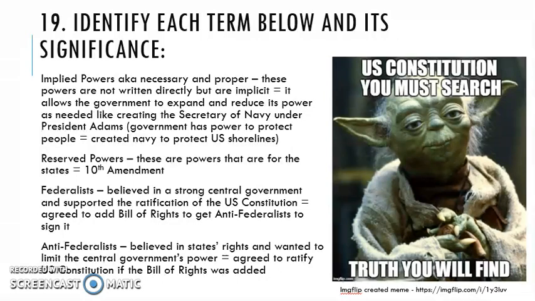Federalists believe in a strong central government, and they support the ratification of the United States Constitution. Remember, this is at the Constitutional Convention that the Federalists happened. And what they agree to do is to go ahead and add a Bill of Rights to get the Anti-Federalists to go ahead and sign it.